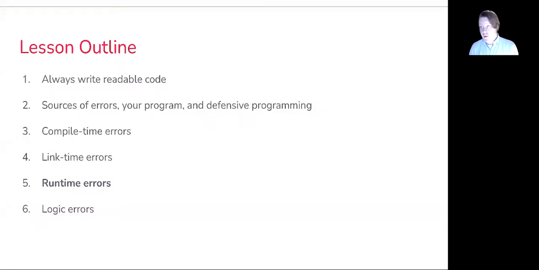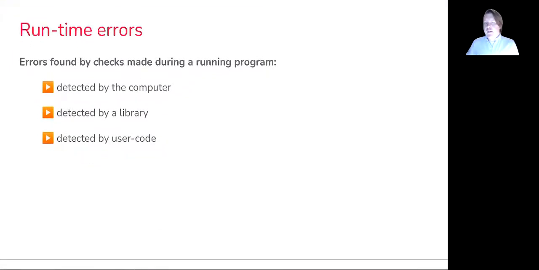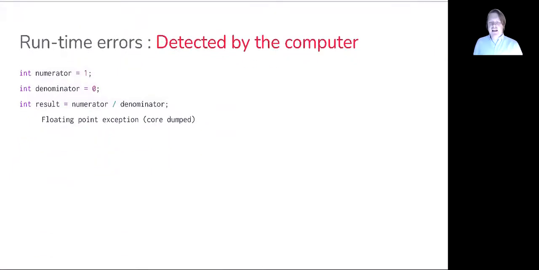So we're going to talk about runtime errors and differentiate them from logic errors, which also occur at runtime. Hopefully the motivation for that will be clear as we move through this video and the next of this lesson. Runtime errors are errors found by checks made during a running program. They can be detected by the computer's underlying hardware, by a library, or even by user code. We'll focus here on the error detected by the computer.